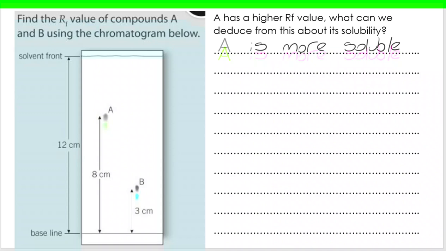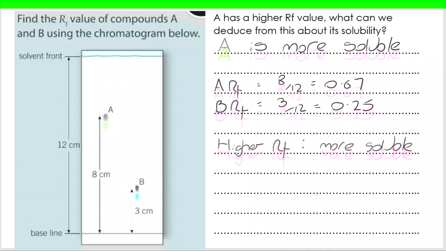Let's work out the RF values. We can do that. We've got the figures. So for A, the RF is 8 divided by 12. That's 0.67. And for B, it's 3 divided by 12. So that comes to 0.25. If something has a higher RF value, it means it's more soluble.